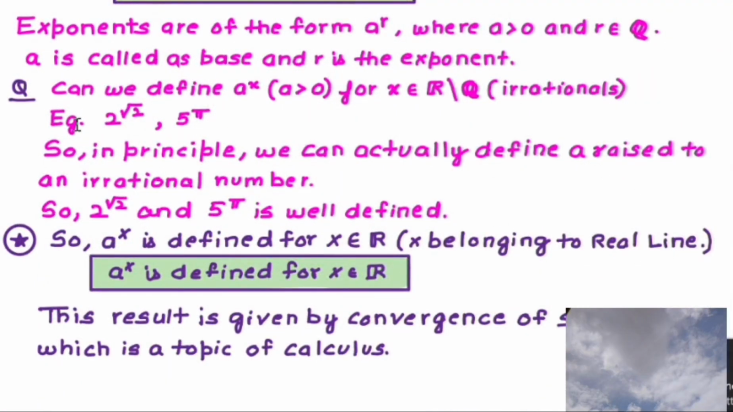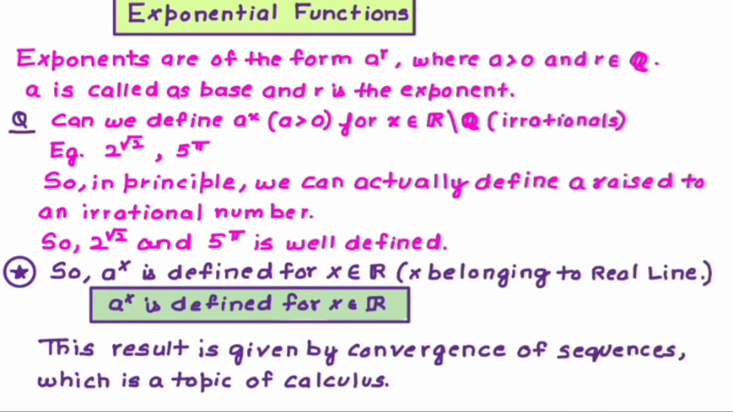Next we have exponential functions. So how do we define an exponential function? It is always written in the form of a raised to power x or a raised to power r, where a is the base and r is the exponent or power. a is always greater than 0 and it is never equal to 1. And r is a real number.